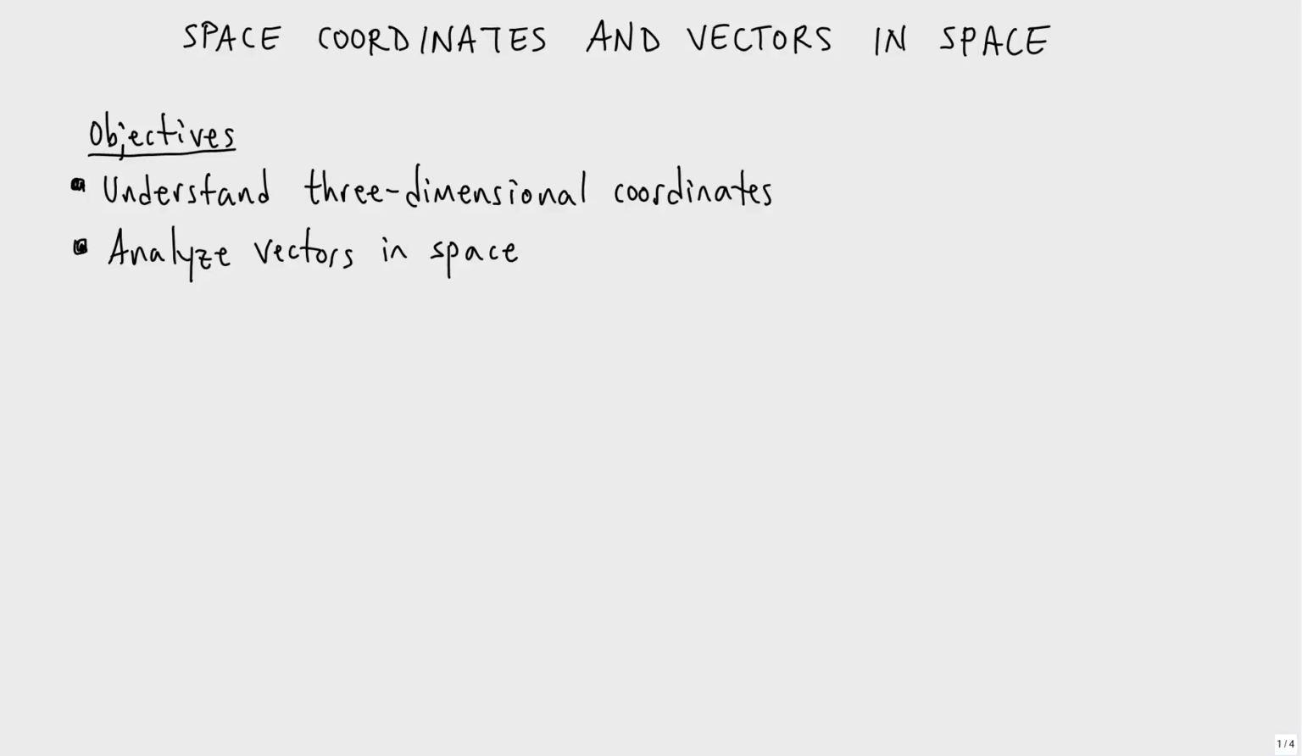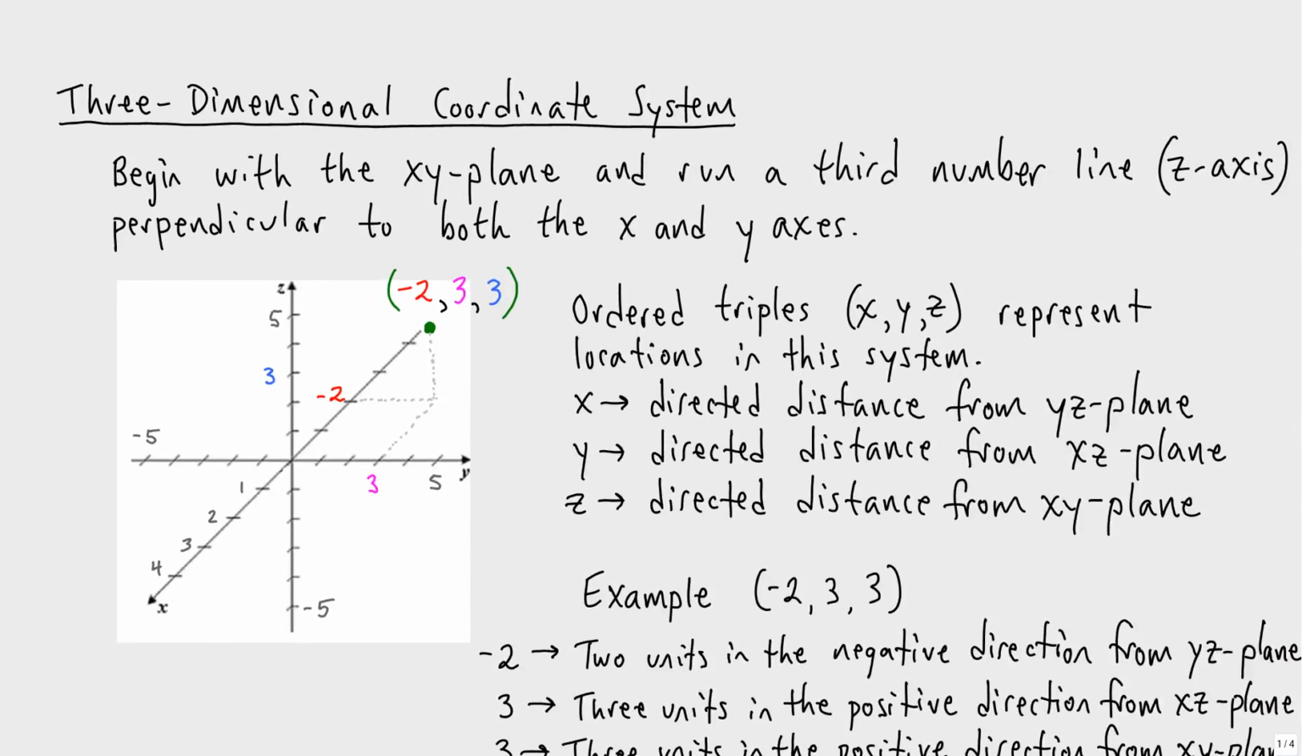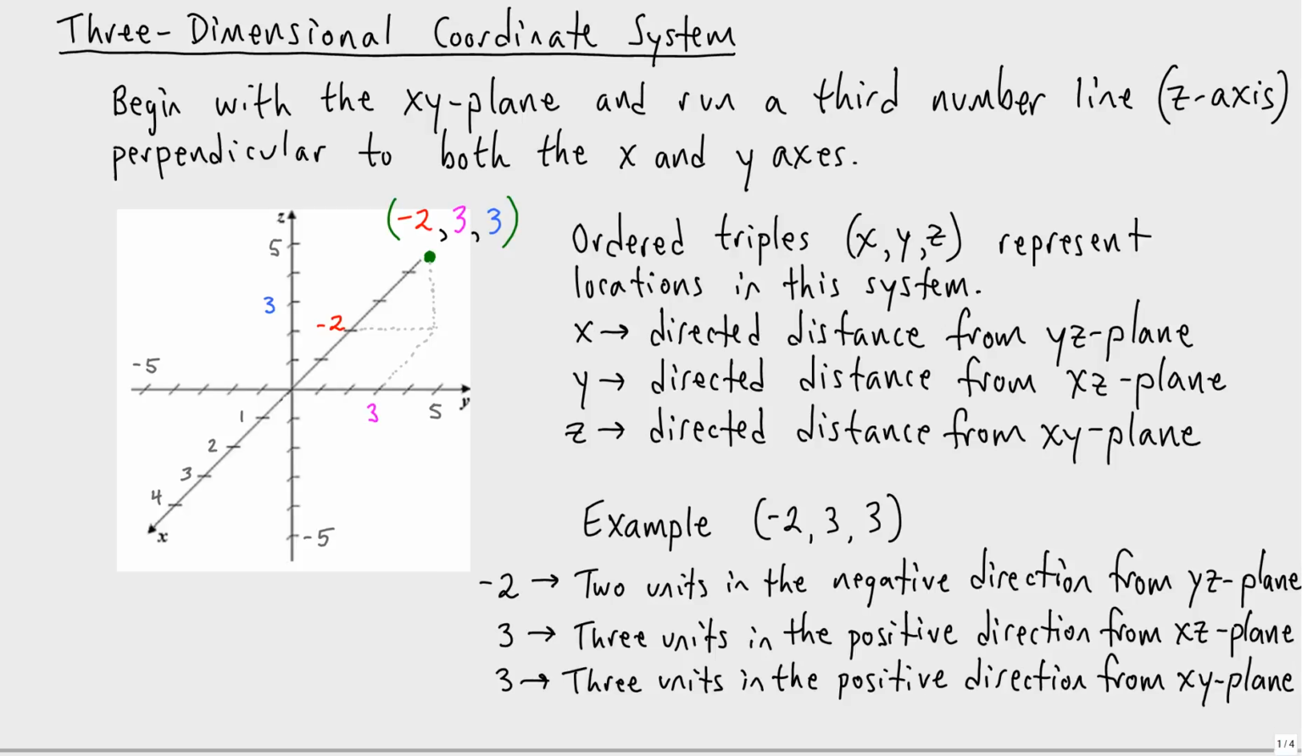In this video, we're going to take a look at three-dimensional coordinates and then vectors in three-dimensional coordinates. So vectors in space and space coordinates. So instead of just two number lines, the x and y axis, we'll have three number lines. The x, y, and z axis typically are the variables that are used. So first, let's start with a three-dimensional coordinate system.